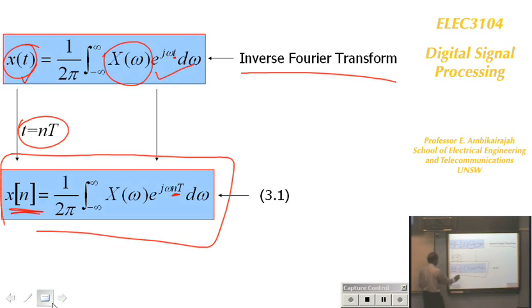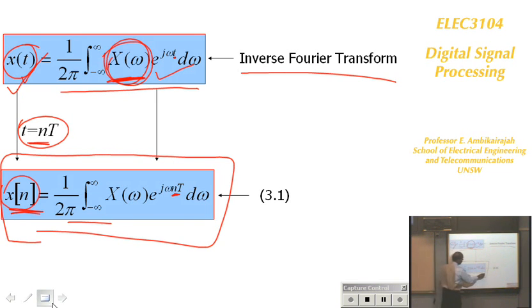Have you got this? Inverse Fourier transform means, if you are given the Fourier transform of a signal, which is a complex number, X omega, that's the frequency response, from that, by evaluating this integral, you get your analog signal back, or this continuous time signal back. If you take that equation and substitute t equal to nT, you get the discrete time signal and an equation for that as well. These two are now related.